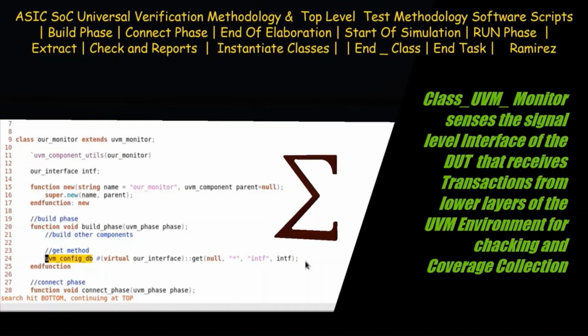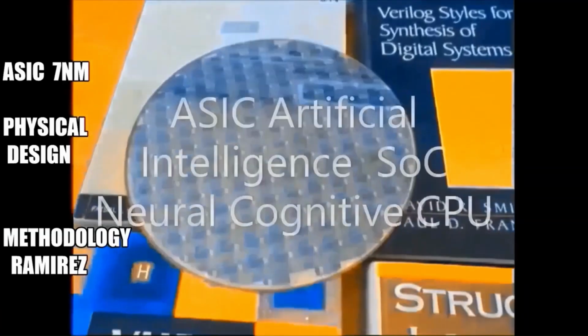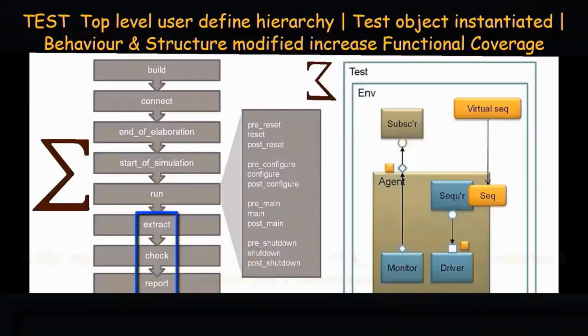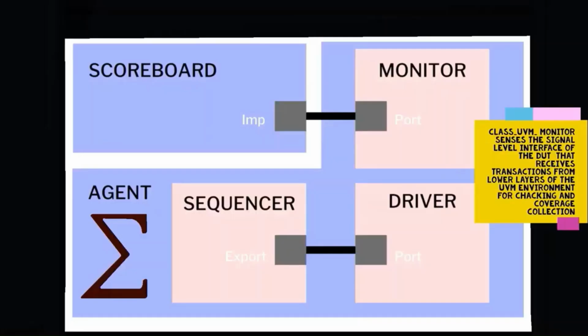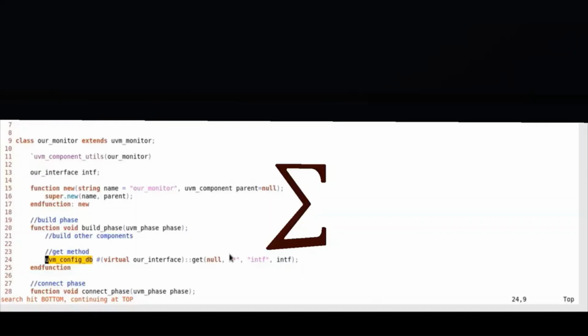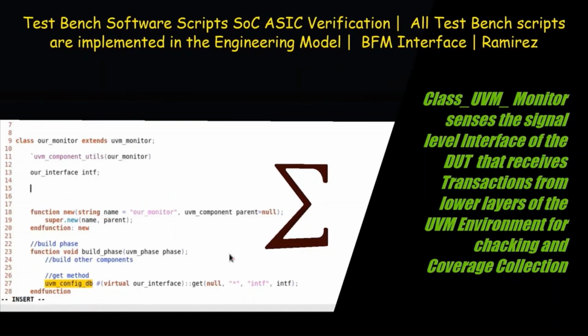The synthesizable test harness contains code to generate the clock and the reset, and the code to instantiate the bus functional models, the BFM, so the pin level interface and the DUT. The untimed test bench instantiates the UVM environment.